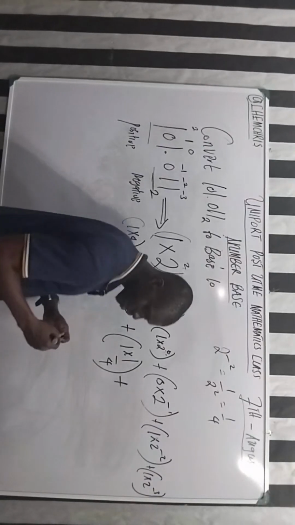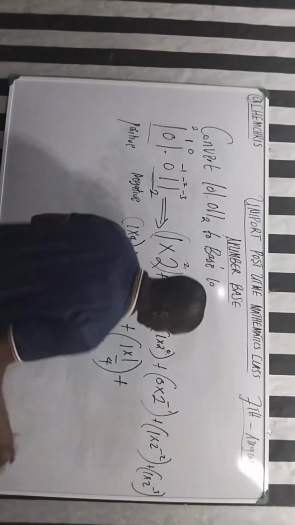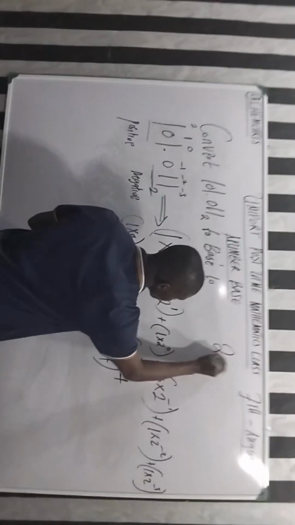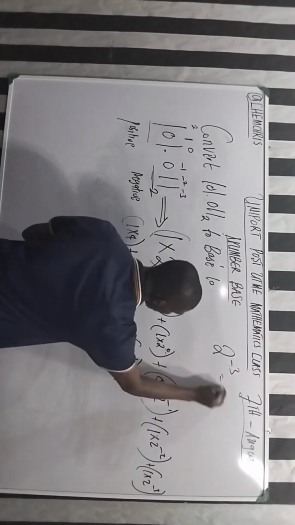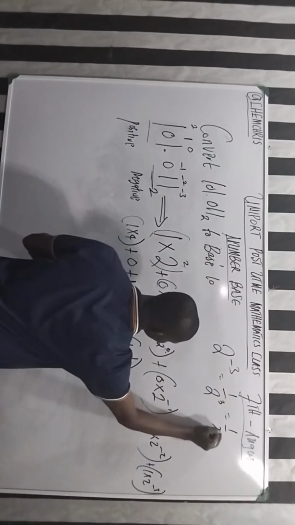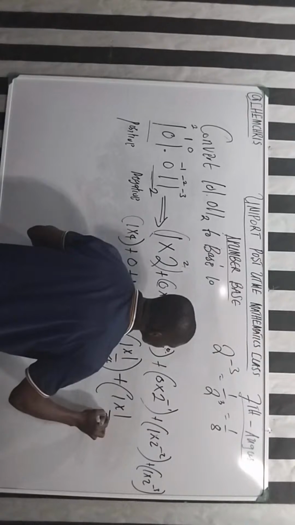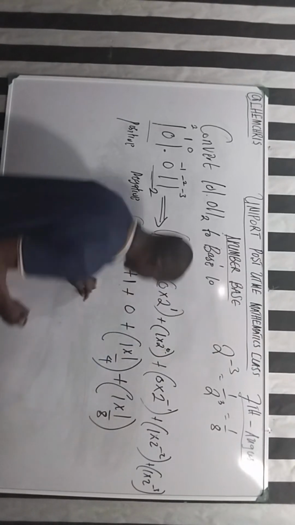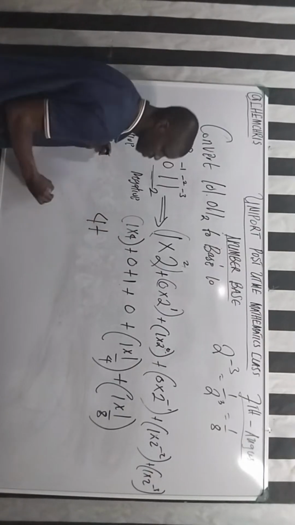Plus the same thing here, right? Here we have 2 raised to the power minus 3. It's also the same thing as 1 over 2 raised to the power 3, which is 1 over 8. So you will have 1 times 1 over 8. 1 times 4 is 4, plus.